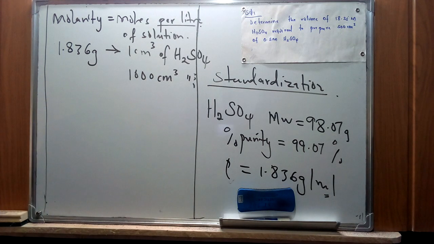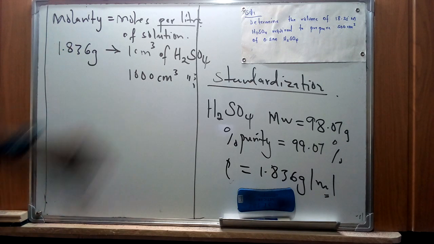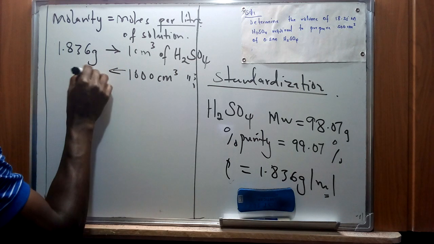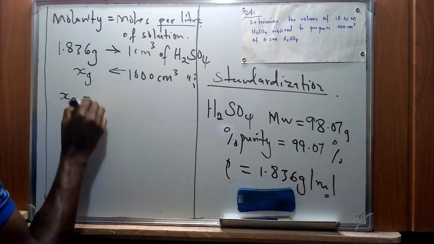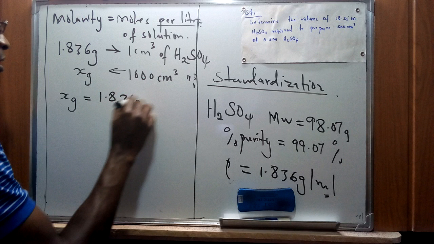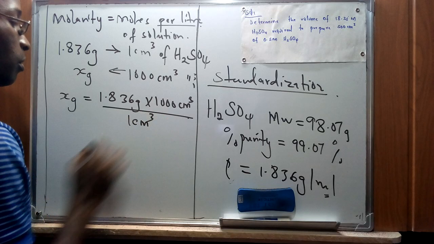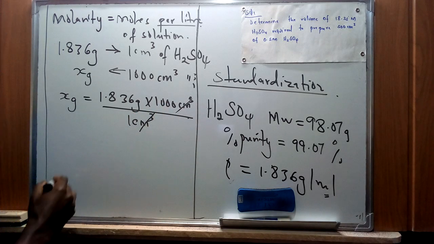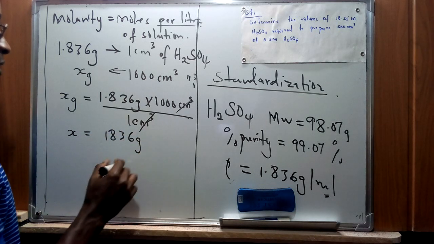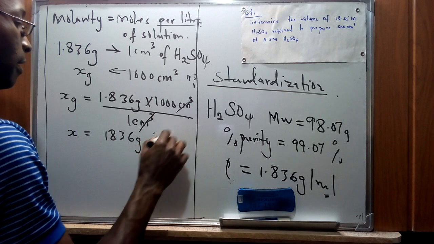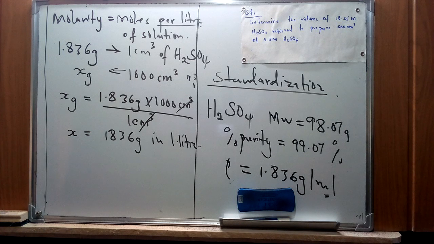Now that we have defined the molarity as a number of moles, we can do a relationship between the mass and moles by figuring out what is the mass in grams of this specific acid in 1,000 centimeter cubed. So in order for us to find that, we're going to do a cross multiplication for these specific quantities and find out the quantity of that specific acid. So therefore X is going to represent 1,836 grams in a liter of that specific solution.